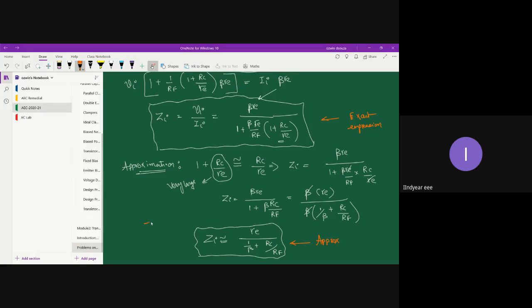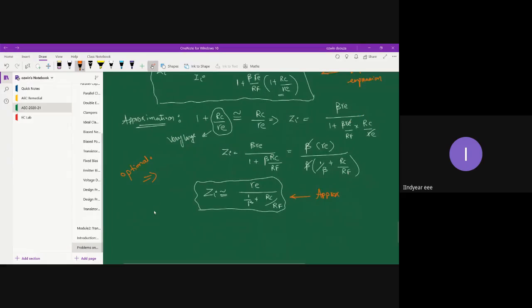Okay, so this approximation is optional. If you get the trick, you can provide it. If you don't get the trick, it's okay, you can leave it off. Okay, that's fine. So this is your input impedance. Did you understand?